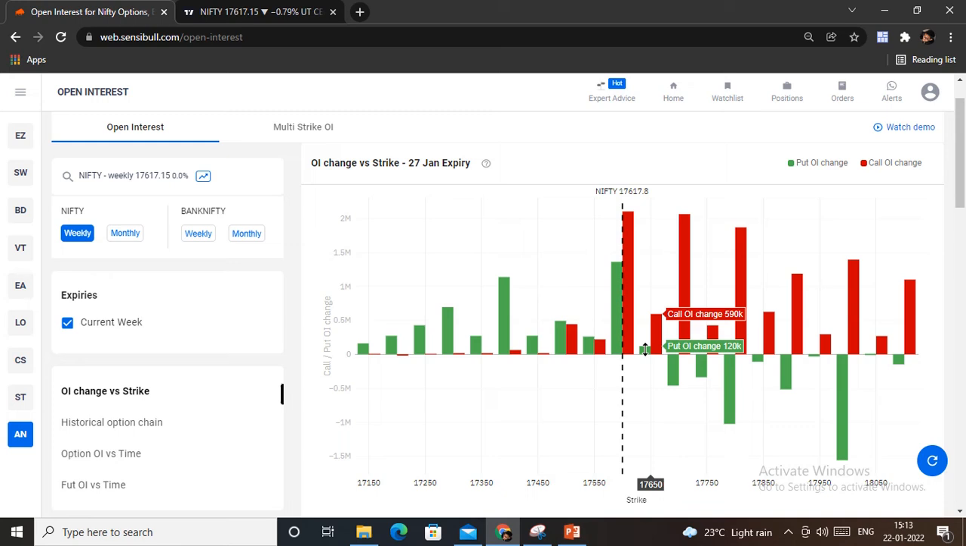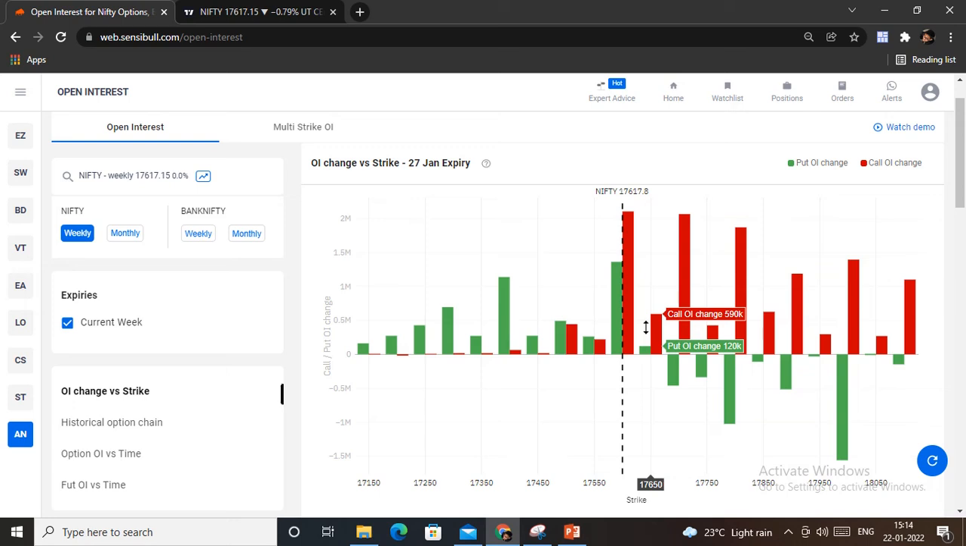So this is perhaps the most important thing you need to look at when studying the open interest change, because I know most people will tell you that, see, identify the longest bar from here and that is going to act as the strongest resistance, identify the strongest bar on the put side as well, that is going to act as the strongest support. But it's not like that. And even if it acts like that, by the time the market reaches that level, you will not be able to take any kind of trade.